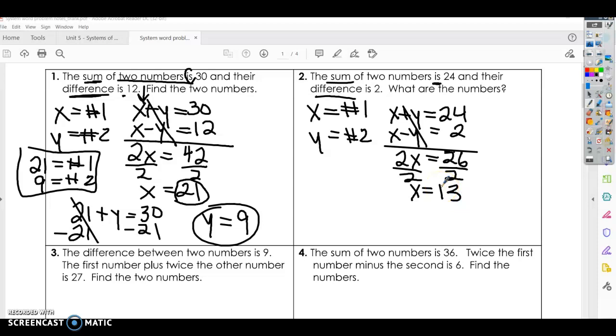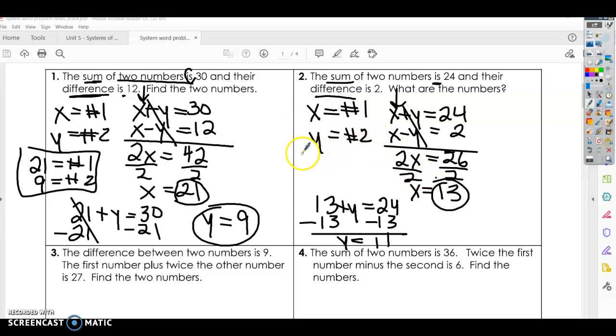So x is 13, and then I have to solve for y. So I'm going to take 13 here, and I'm going to plug it in for x. So I'm going to have 13 plus y equals 24. Subtract 13, y equals 11. All right, so x is my first number. So my first number is 13. And my second number is my y value. So 11 is my second number.